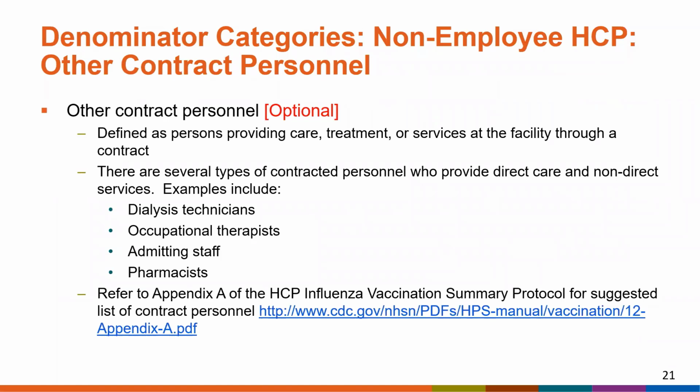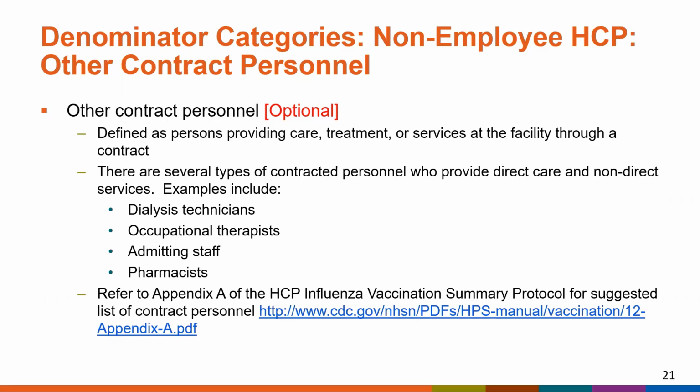The fourth denominator category consists of non-employee contract personnel. Reporting for this category is optional at this time. Contract personnel are defined as persons providing care, treatment, or services at the facility through a contract and who do not fall into any of the other denominator categories. Some examples include dialysis technicians, occupational therapists, admitting staff, and pharmacists.